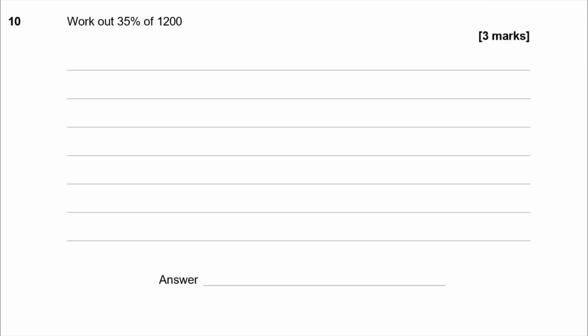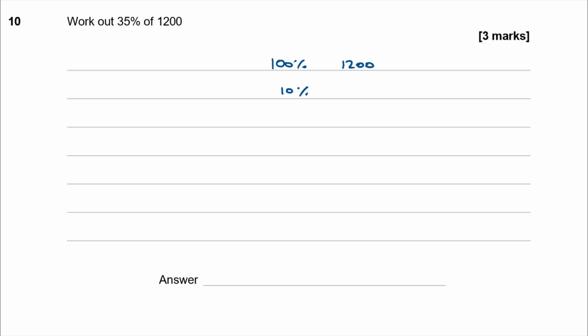Okay. Question 10, work out 35% of 1,200. Now this is the non-calculator paper, so I'm going to be using a non-calculator method for working out this percentage. I'm going to chunk it, so I'm going to start with 100%, which is 1,200, and I'm going to work out what 10% and 5% is and add them up.